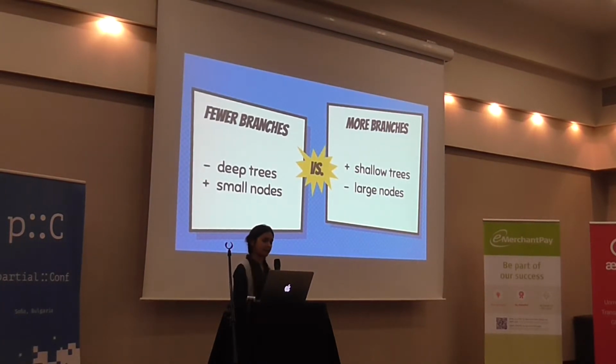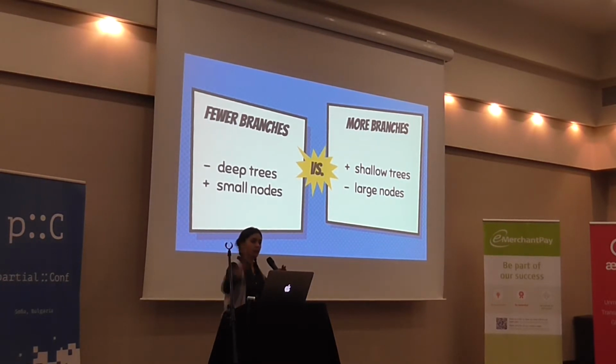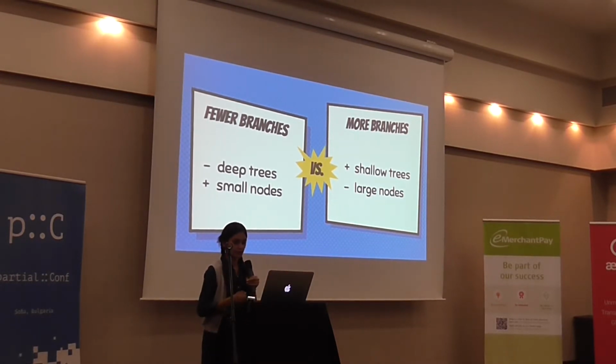If we have fewer branches, like 2, we're going to end up with those deep trees, as we saw. But the advantage is we have small nodes. As we saw in the example, when I want to update a node, I only had to copy 1 extra thing. So that's good because we save space and time. But if we have more branches, then we trade everything off. We can have shallower trees, but at the same time, our nodes are going to have to be larger to accommodate the values or the pointers to each of those different branches.